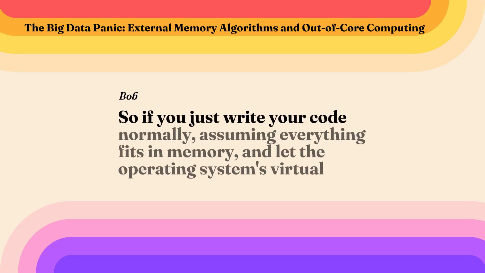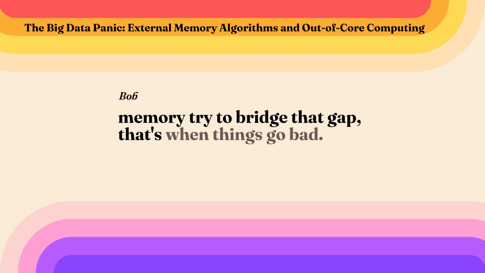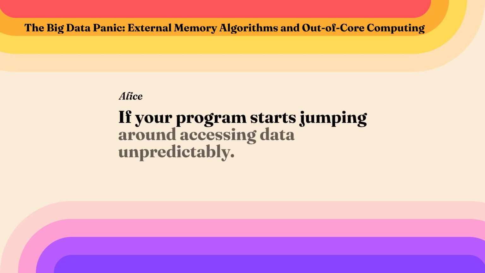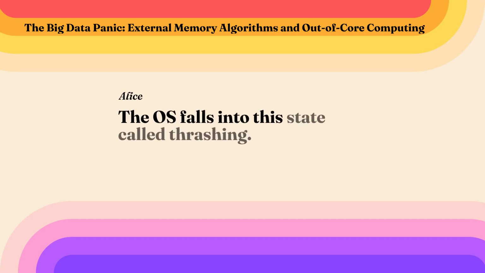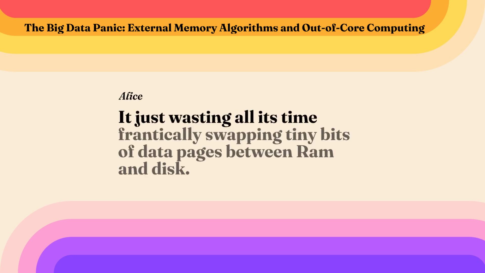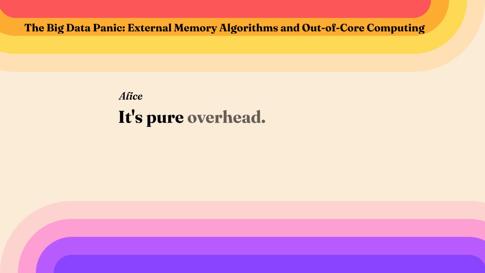Right. So if you just write your code normally, assuming everything fits in memory, and let the operating system's virtual memory try to bridge that gap, that's when things go bad. That's exactly when the meltdown happens. If your program starts jumping around, accessing data unpredictably, the OS falls into this state called thrashing. Thrashing sounds bad. It is. It's just wasting all its time frantically swapping tiny bits of data, pages, between RAM and disk. Nothing useful gets done. It's pure overhead.